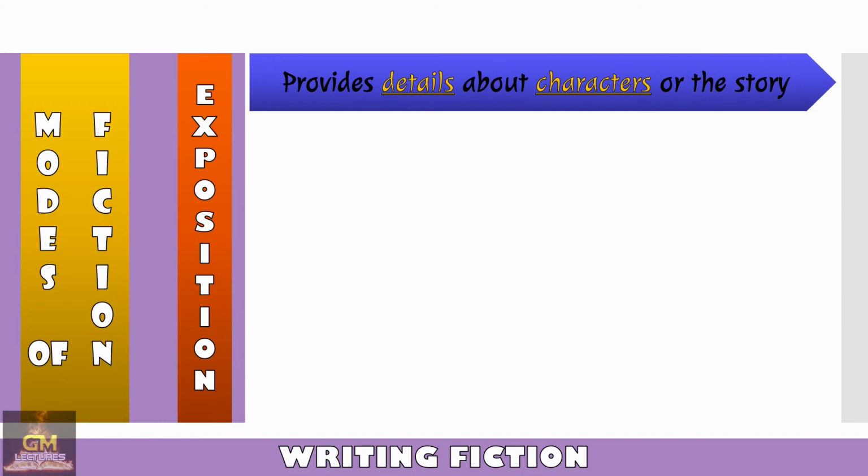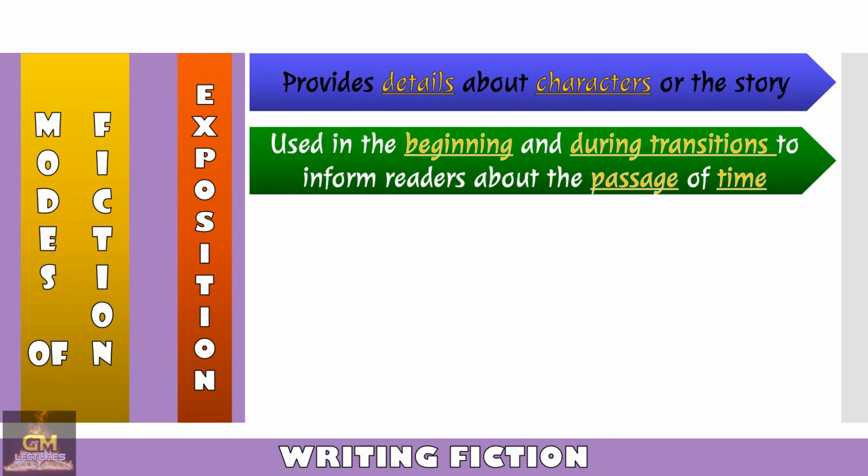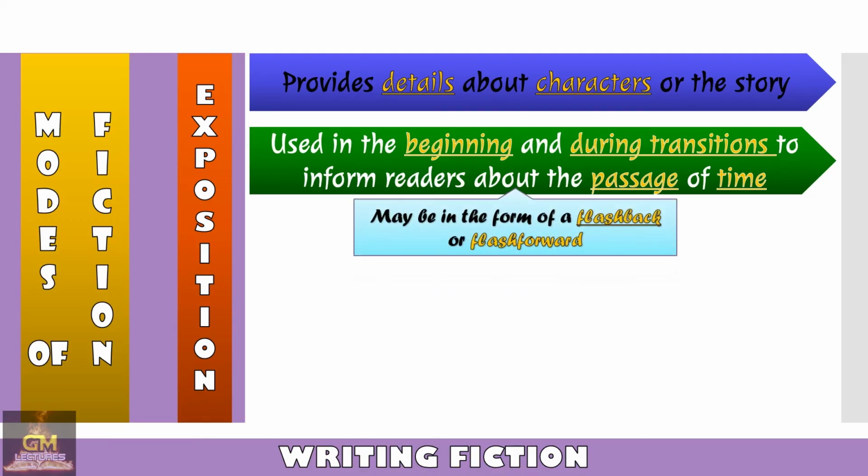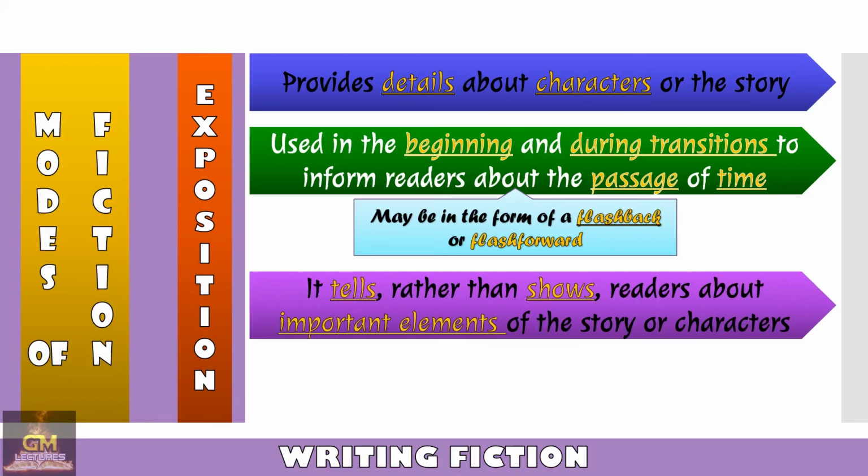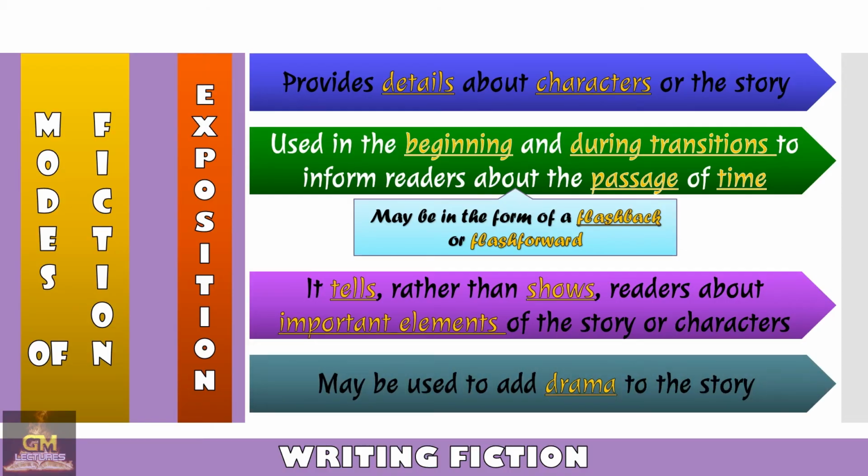And lastly, we have exposition. Exposition provides details about characters or the story. It is used in the beginning and during transitions to inform readers about the passage of time. Now, take note that exposition may be in the form of a flashback or flash forward. Also, exposition tells, rather than shows, readers about important elements of the story or characters. Furthermore, exposition may be used to add drama to the story.